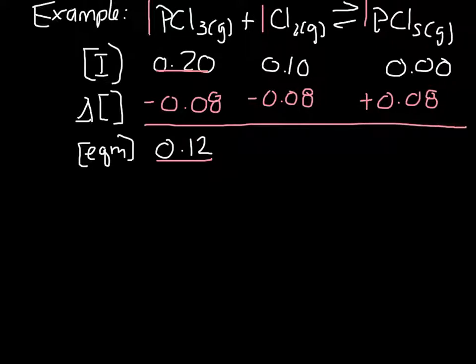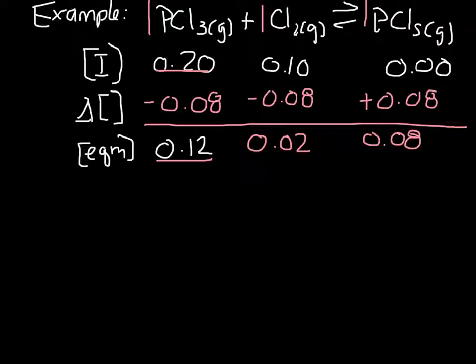Now go through and do the math. 0.10 minus 0.08, we have a 0.02 concentration of Cl2 at equilibrium. And then we have 0.00 plus 0.08, so we get a 0.08 concentration of PCl5 at equilibrium.